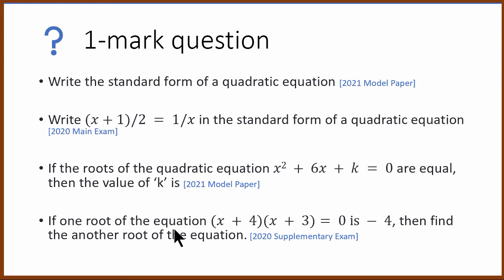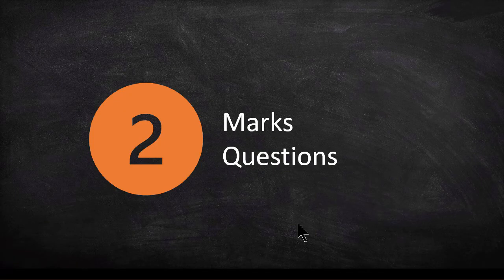The fourth kind of question they might ask is, if one of the roots is -4, what is the other root? This is already factorized. If you equate this term, it is -4. Then if you equate the second term, you get the other root. So in this case, the answer is -3. These are the usual 1-mark questions from last year and the model paper.